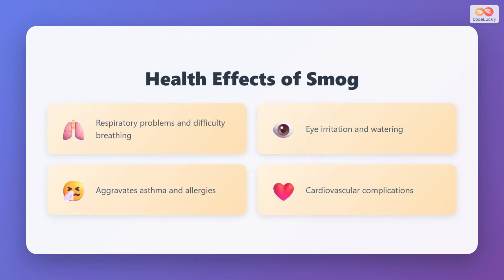Smog has numerous adverse effects on human health. It causes respiratory problems and makes breathing difficult, especially for people with pre-existing lung conditions. Smog irritates the eyes, causing redness, watering, and discomfort. It significantly aggravates asthma and allergic reactions, triggering attacks in sensitive individuals. Additionally, long-term exposure to smog has been linked to cardiovascular complications, including increased risk of heart attacks and strokes. Children, elderly people, and those with chronic health conditions are particularly vulnerable to these effects.